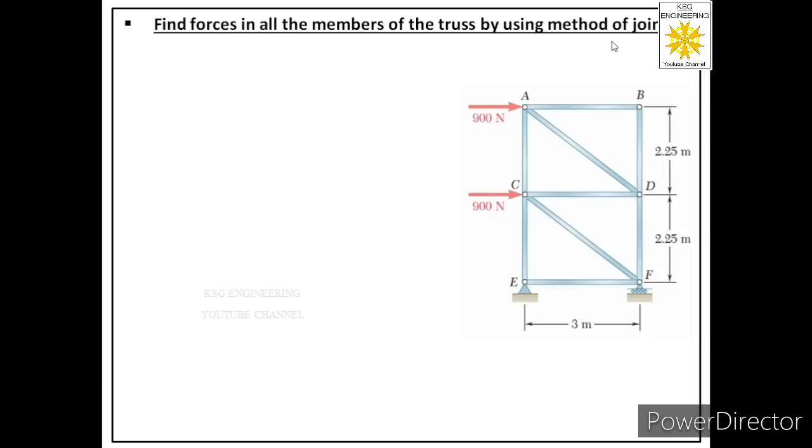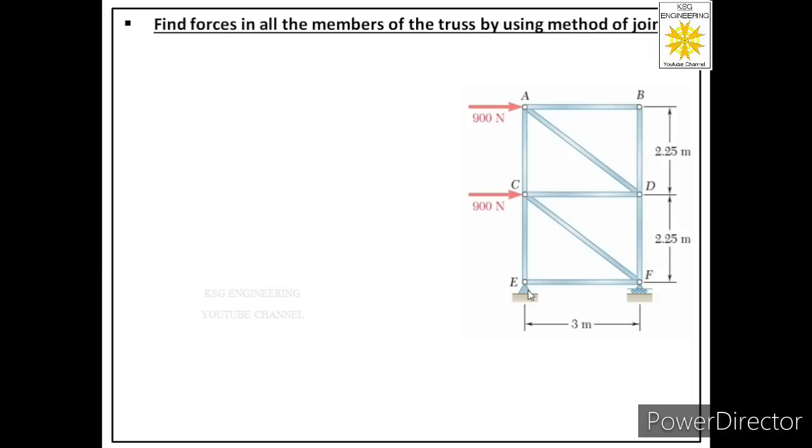We know whenever we have to solve any problem on trusses by using method of joints, then the very first step is we should identify what type of supports are given in the truss. So in this truss we are given two supports. One is a pin support at joint E and the other one is a roller support at joint F.